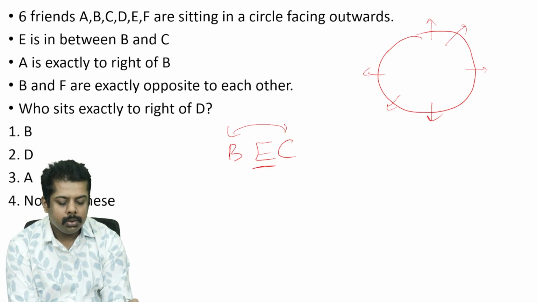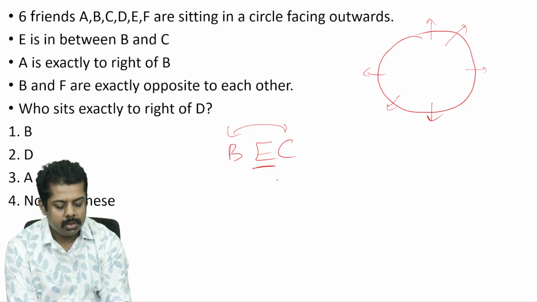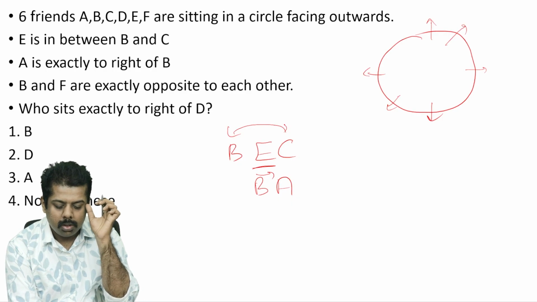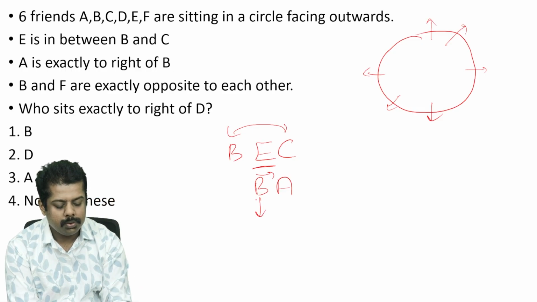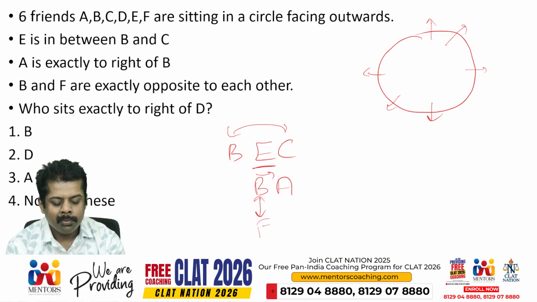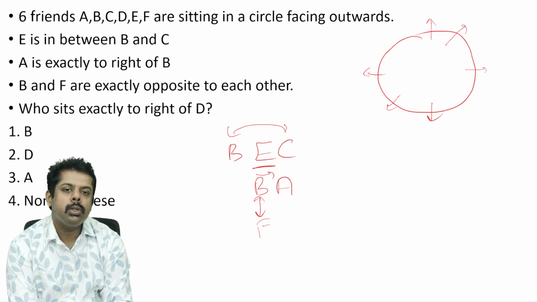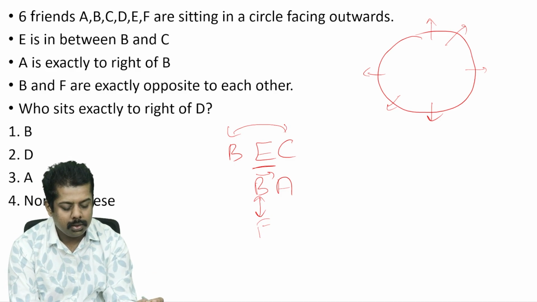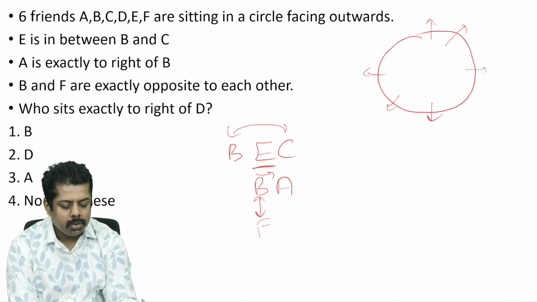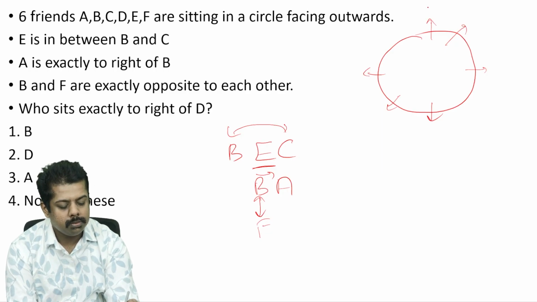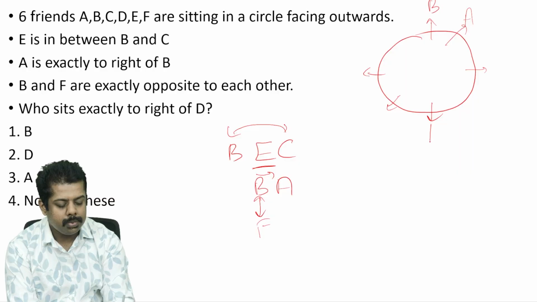Now A is sitting exactly to the right of B. B and F are sitting opposite to each other. So these are the points, and they have asked the person sitting to the immediate right of D, basically. So what we can do is try and fix it. We can start with B. The immediate right of B we know is A, and the person opposite to B is F.